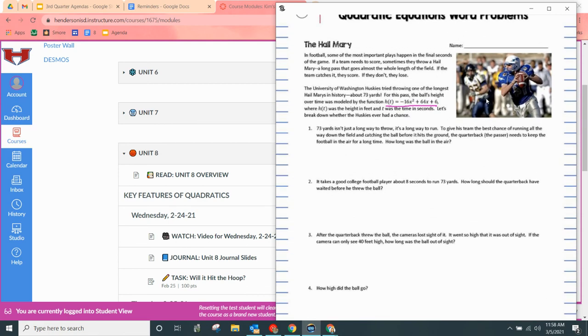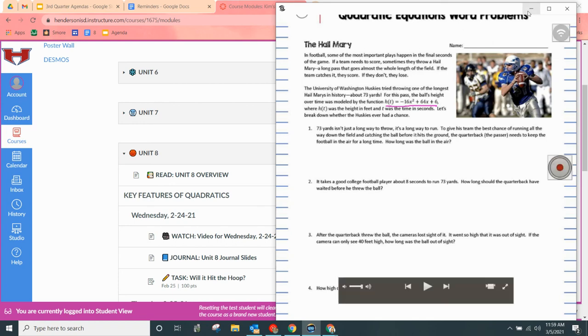Pay attention. What is your X representing, and what is H representing for this one? They tell you in the problem. Okay. They're telling you that the ball's height is H being measured over time. So T in place of X for this one is going to be time. So your X axis is representing time. So try your hand at this one.